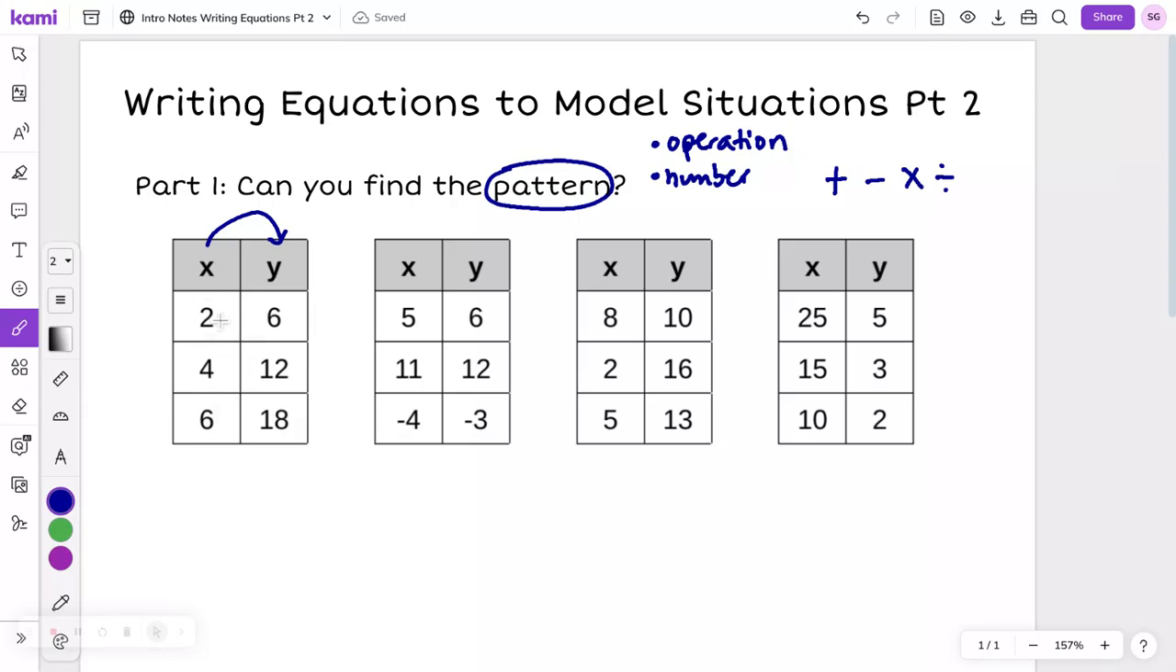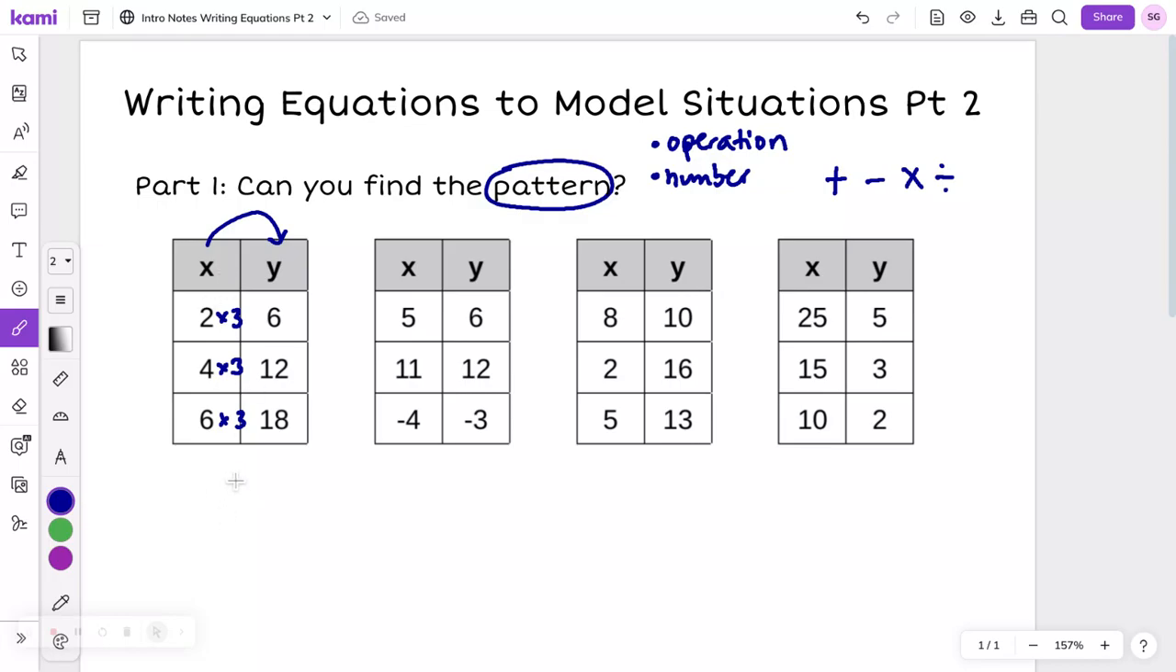Maybe you start with addition and think, well, I know 2 plus 4 gives me 6, but a pattern has to be true for the entire table. And notice that's not true here. So I'm seeing it's not addition. Maybe I try multiplication. 2 times 3 gives me 6. Is that true for the entire table? 4 times 3 gives me 12. 6 times 3 gives me 18. Absolutely. We have figured out the pattern. The pattern is multiplying by 3.